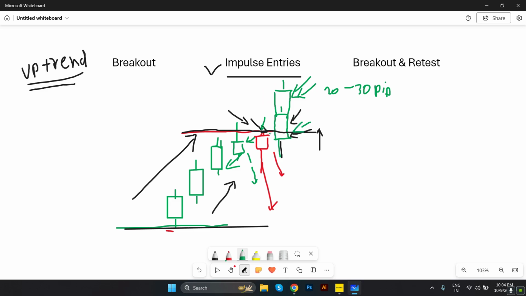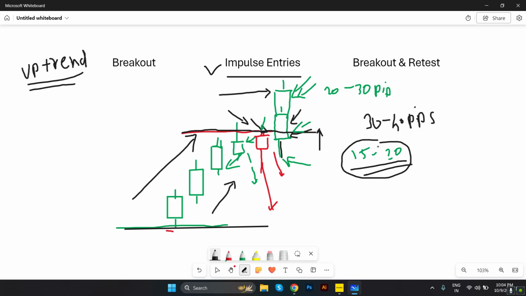Second thing, you entered here, your stop loss goes right below this candle. So it means your stop loss should be like 15 pips to 20 pips. But if you enter at this area, then your stop loss becomes 30 pips or 40 pips. Which makes really no sense, because I usually tend to have my stop loss between 15 to 20 pips.